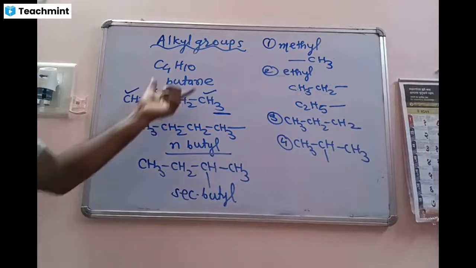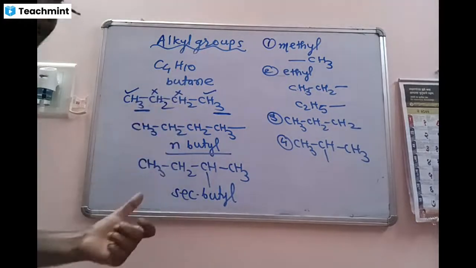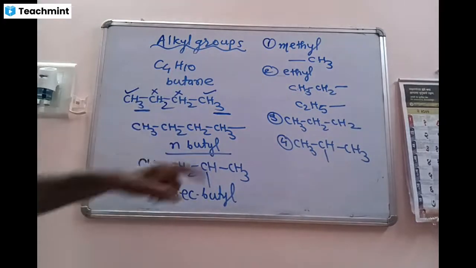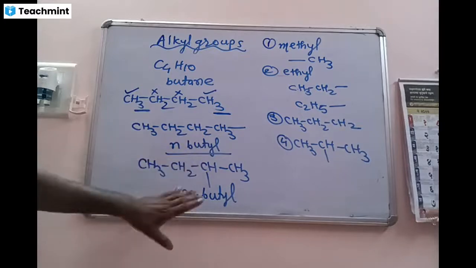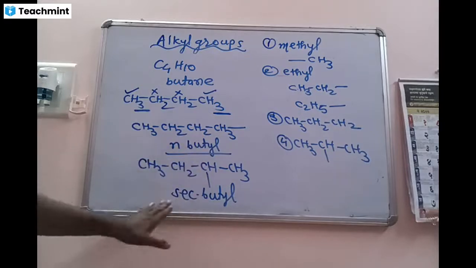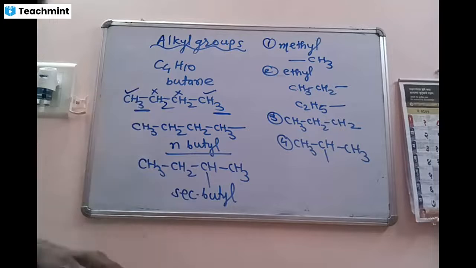Right? Now this is the chain of 4 carbon atoms, which is a straight one. Initially you are removing hydrogen from primary carbon, then you will get N-butyl. If you remove the hydrogen from secondary carbon, then you will get secondary butyl. In this way now you will have the list of 6.